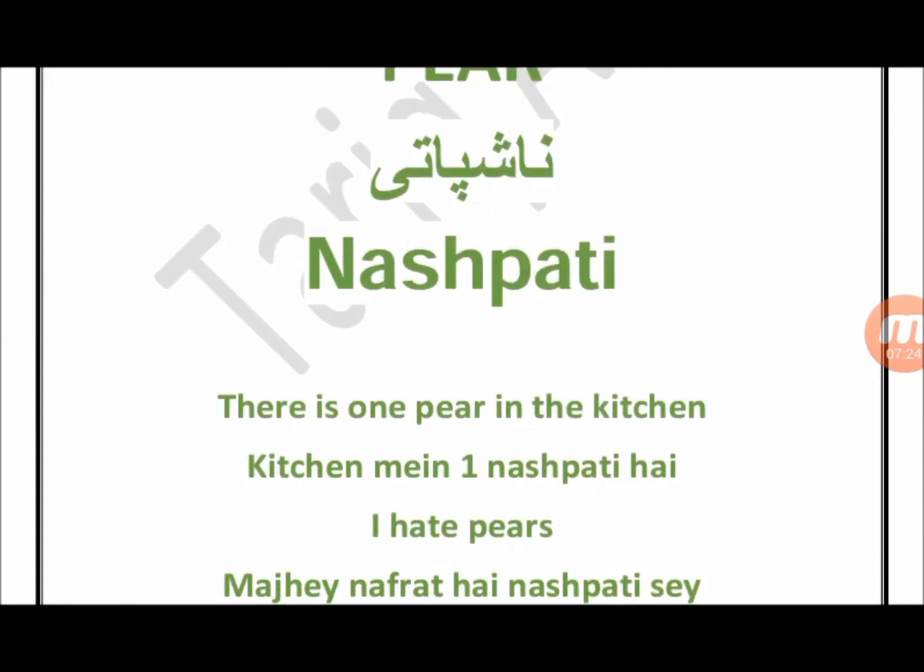There is one pear in the kitchen. किचन में एक नाशपाती है. There is one pear in the kitchen. किचन में एक नाशपाती है. Some people say it one way and some people say it another way. So don't worry about this. Sometimes I say it differently. Okay, so don't mind.